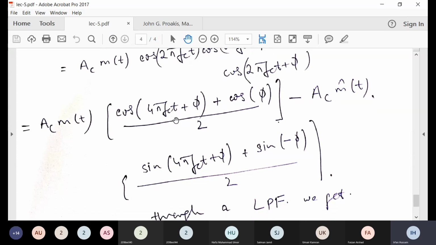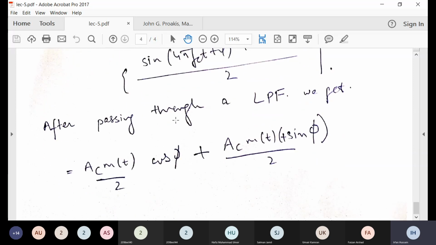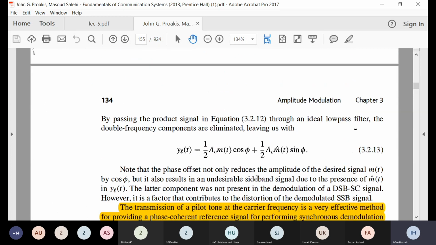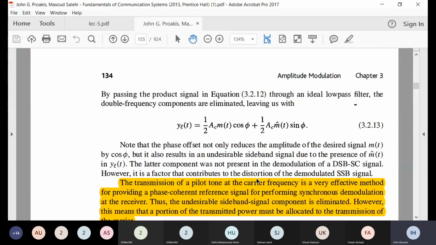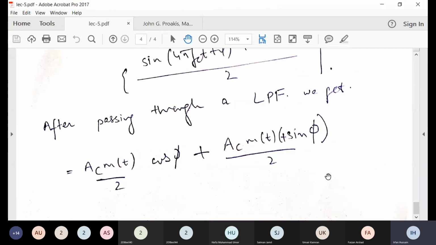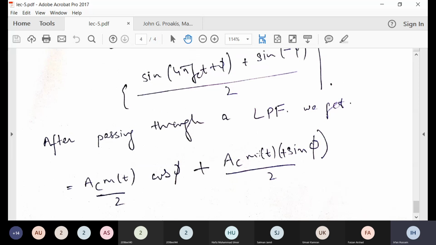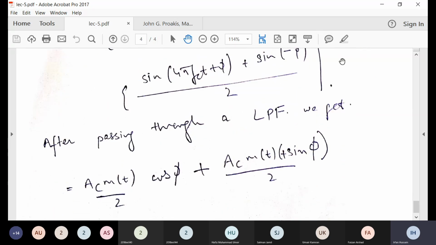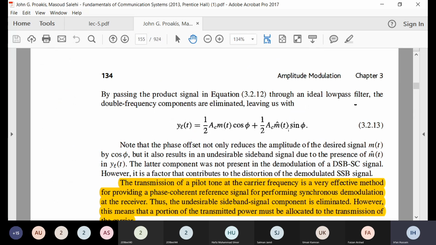So you will get this signal. Just pass it through a low pass filter, and you will get this signal as I have just shown you. I think there is one mistake here. This is m hat of t, which means Hilbert of m. By mistake, this was not written here. This will also be m hat of t, or Hilbert of m of t, as given in the book.